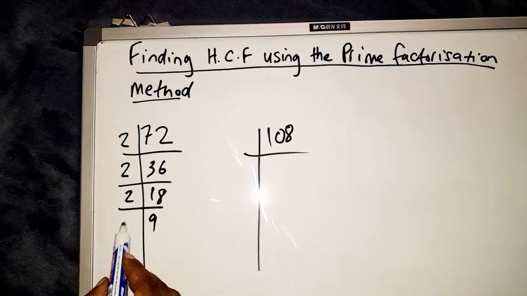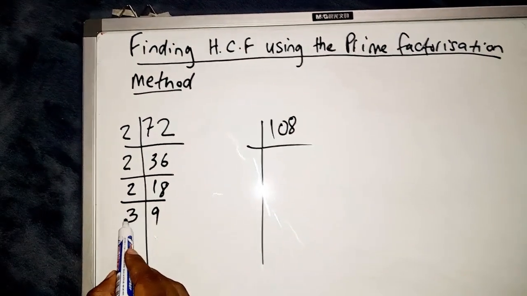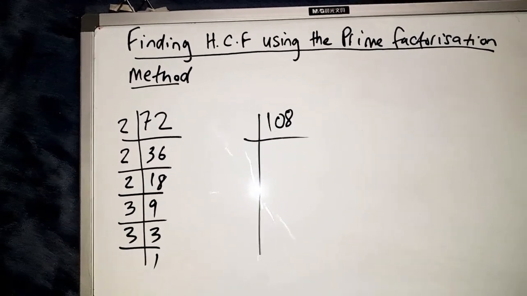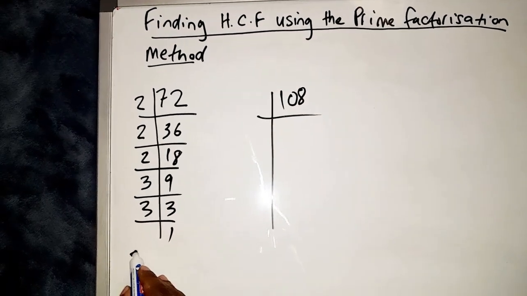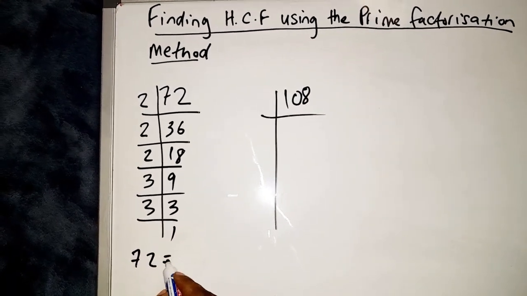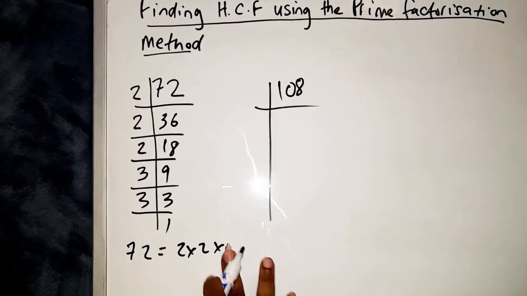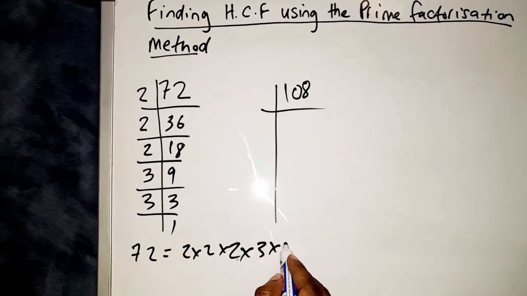But we can no longer use 2 into 9. We go for the next prime number, which is 3. 3 into 9 is 3, and then 3 into 3 is 1. So as a result, 72 can be expressed as 2 times 2 times 2 times 2, and then times 3 times 3.